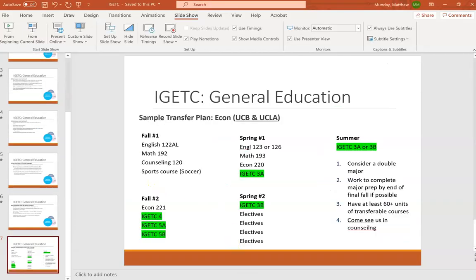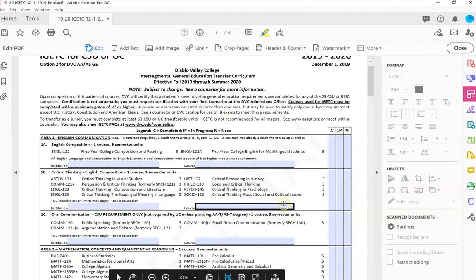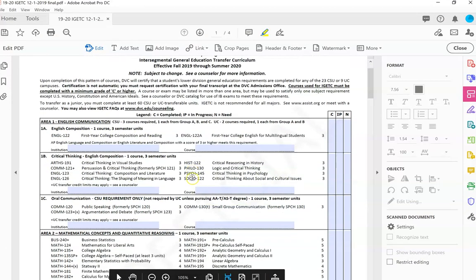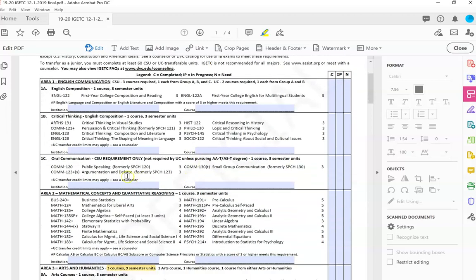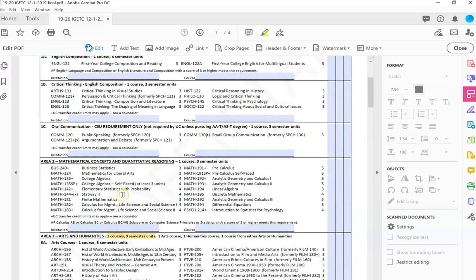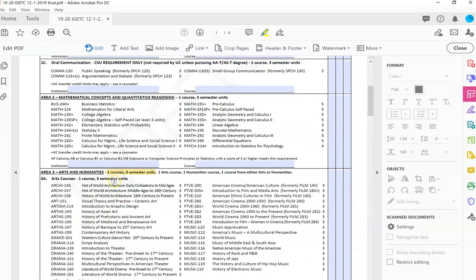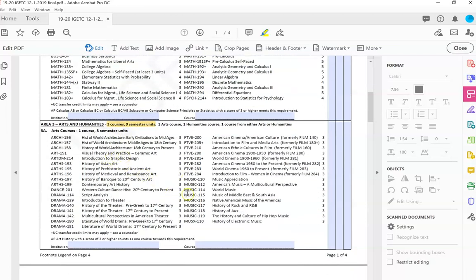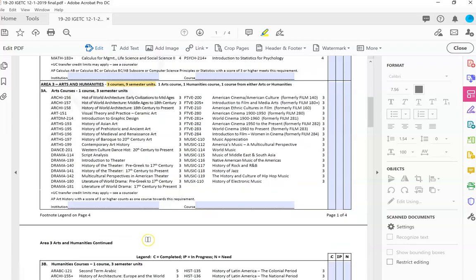With that, I want to pull up the IGETC sheet so we can take a look. You'll see English, we've prepared for those. The public speaking, remember, this is only a CSU requirement. You don't have to worry about it if you're only applying for the UC. Area 2, mathematics, that's going to be required for your major. Area 3, you're going to take 3 courses. One from 3A, one from 3B, and the third one you're going to choose from either group for a total of 3.